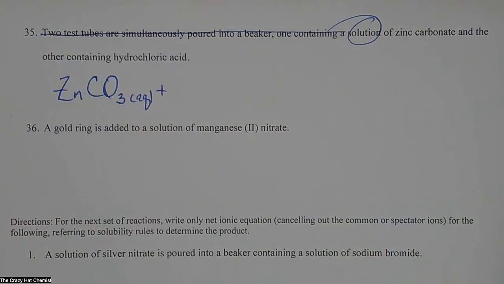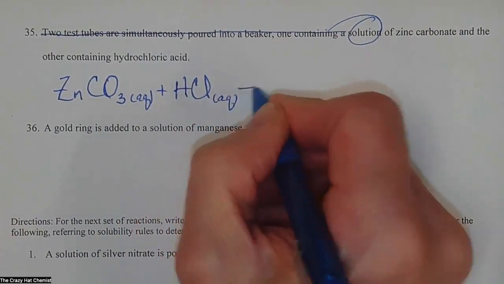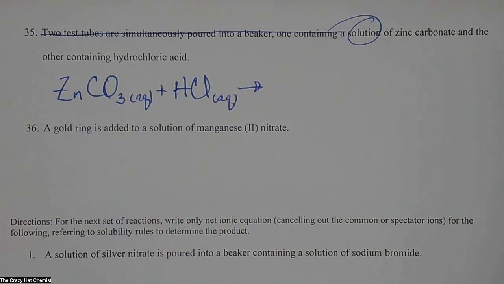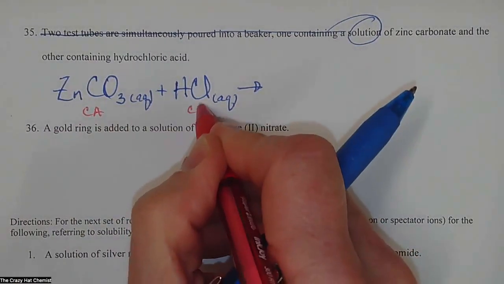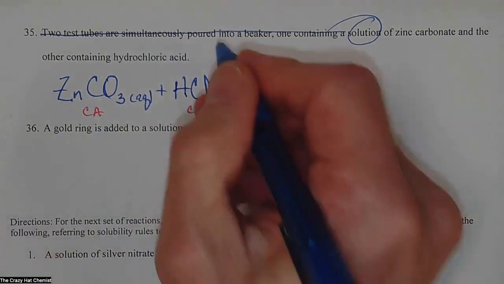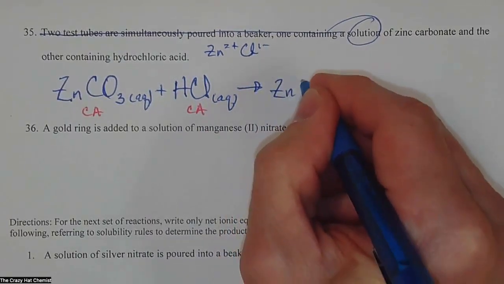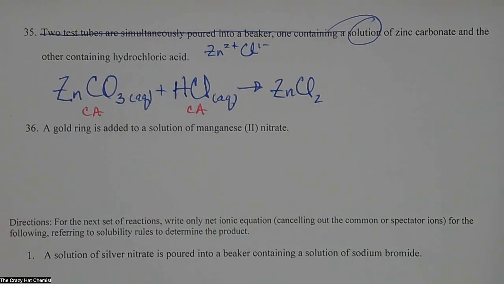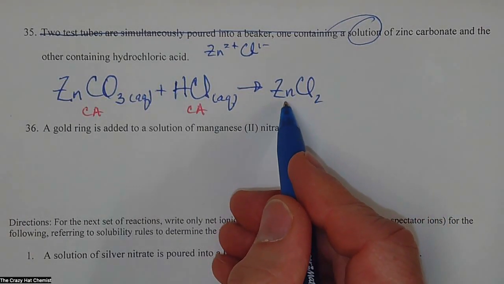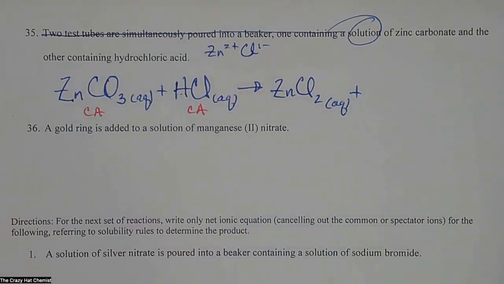So zinc carbonate is poured into hydrochloric acid. Hydrochloric acid is a binary nonmetal acid. This is going to be a double displacement reaction because I have a cation anion and a cation anion right here. The zinc and the chloride are going to get together. Zinc is a 2+ charge, chloride is a halogen, that's a 1-. So ZnCl2. Chlorides, bromides, and iodides are aqueous except for silver, mercury(I), and lead, so this is aqueous.